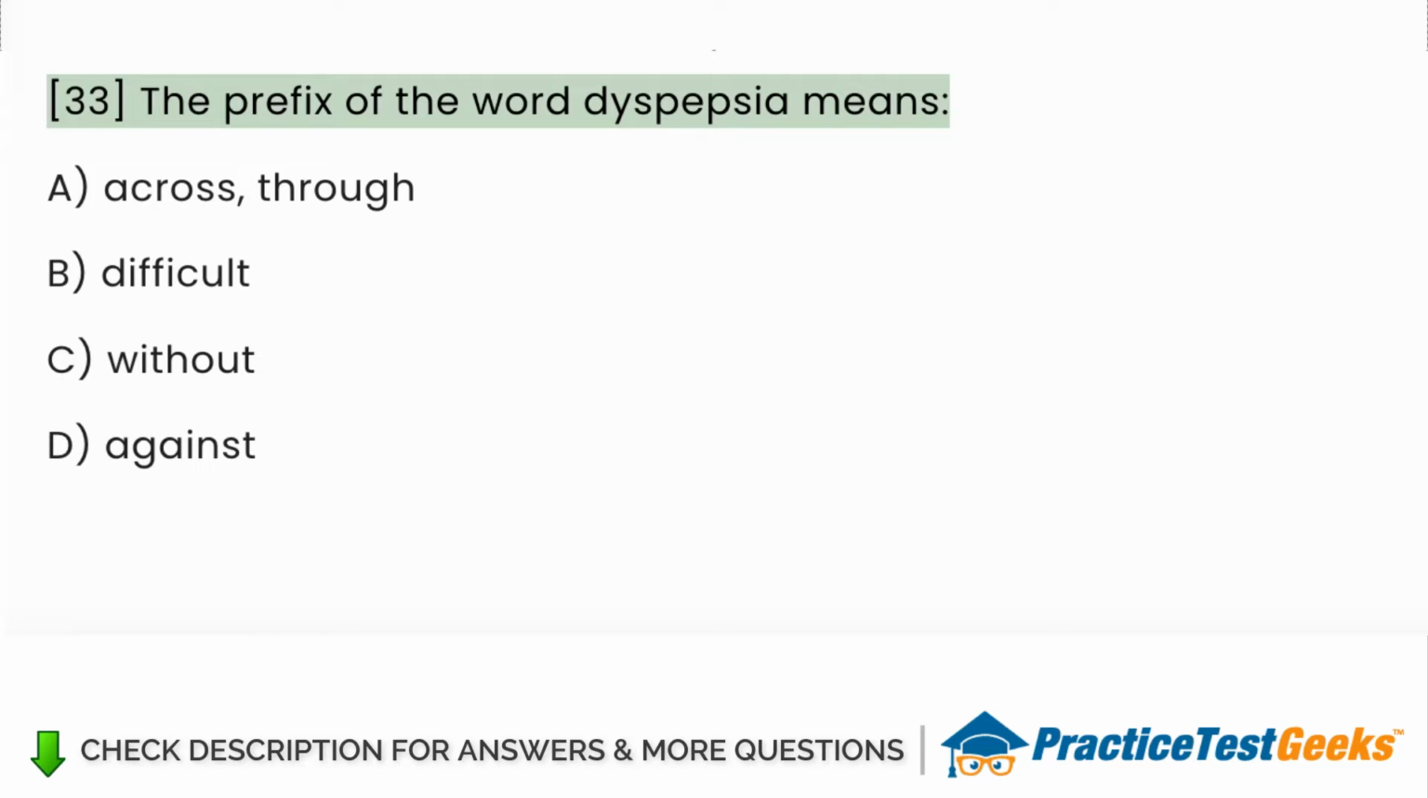The prefix of the word dyspepsia means A. Across, through. B. Difficult. C. Without. D. Against.